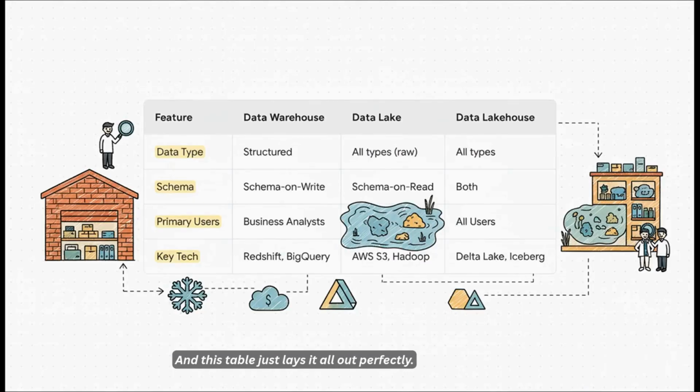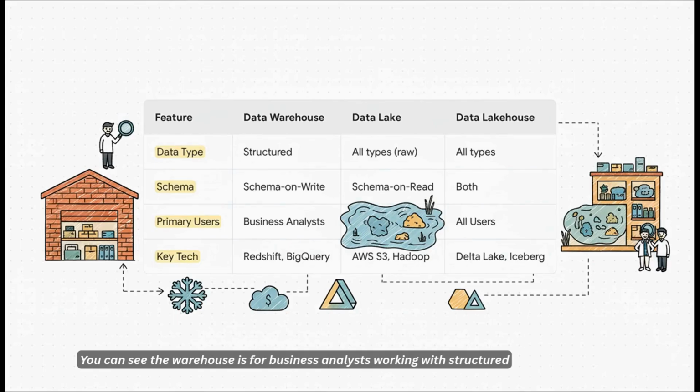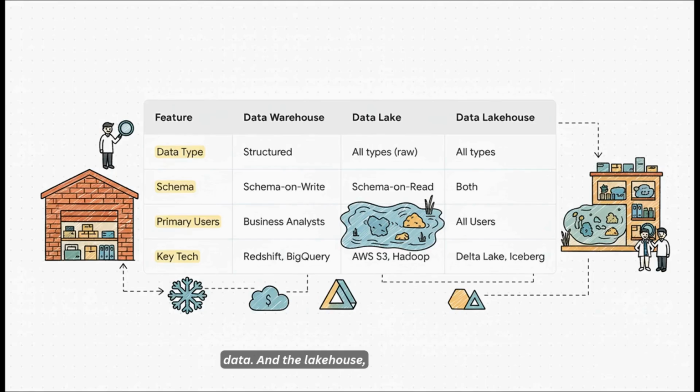And this table just lays it all out perfectly. You can see the warehouse is for business analysts working with structured data, the lake is for data scientists exploring raw data, and the lakehouse, it's trying to be the one-stop shop for everybody. The technologies listed here, Redshift, S3, Delta Lake, these are the absolute titans in the industry.